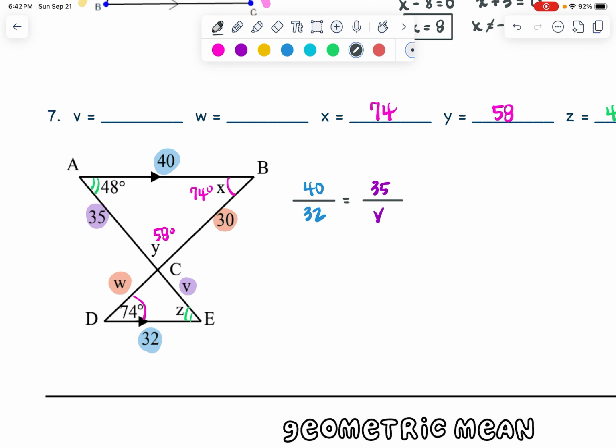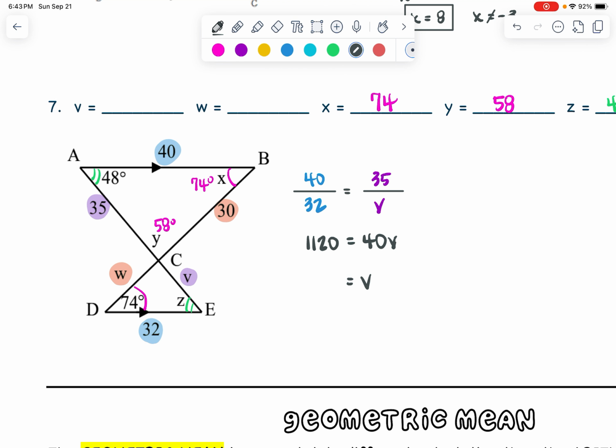Let me get my calculator. 32 times 35 is 1120. And that's 40V. And then we're going to divide that by 40. And I'm getting 28. I hope you got the same thing. All right, so our V is 28.